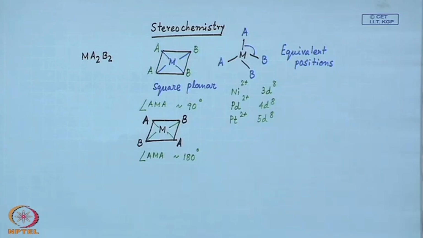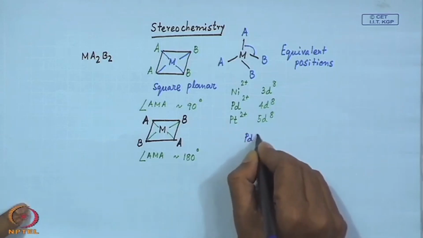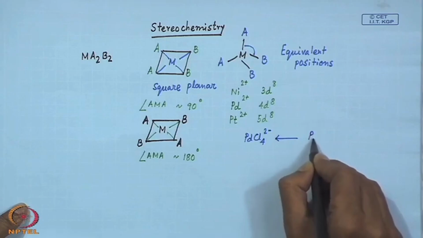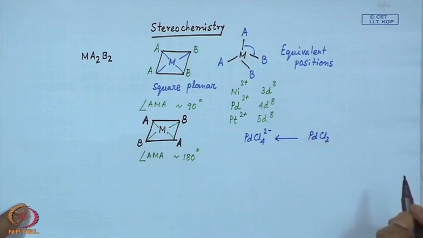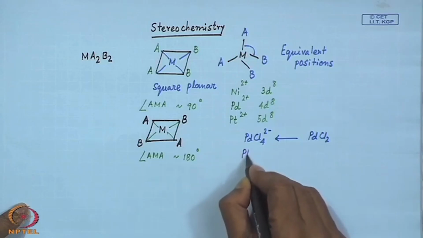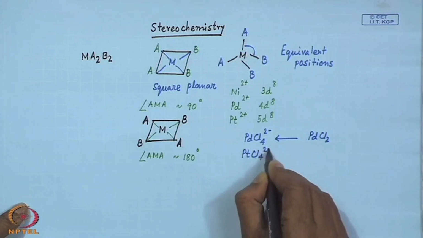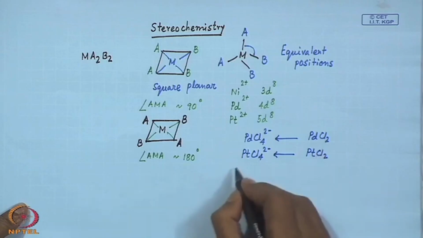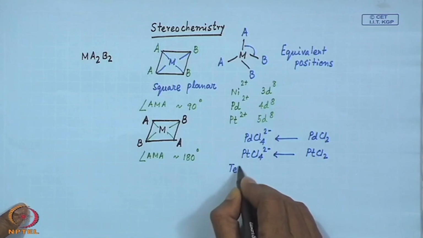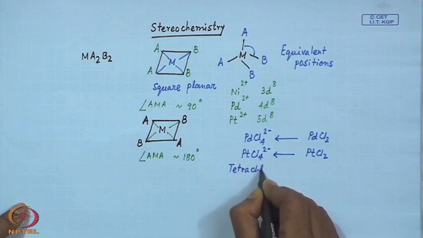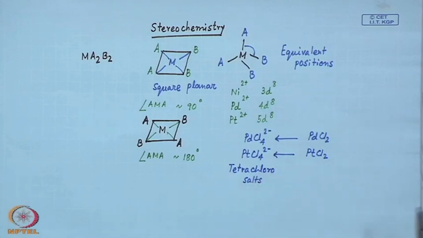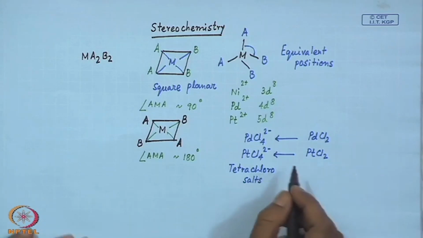So initially there we can have the corresponding PdCl4 2- compound, which can be prepared from simple palladium chloride, like nickel chloride. Similarly, we can have tetrachloroplatinate salt from platinum chloride. So these are the two different types of tetrachloroanionic salts.